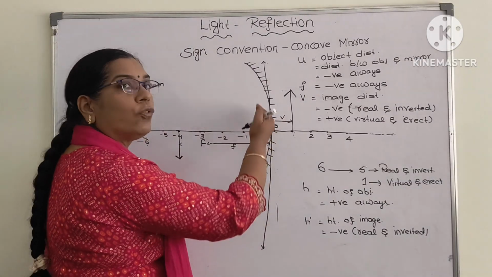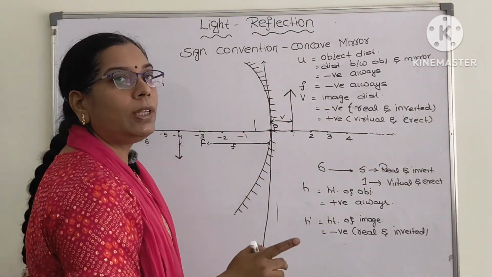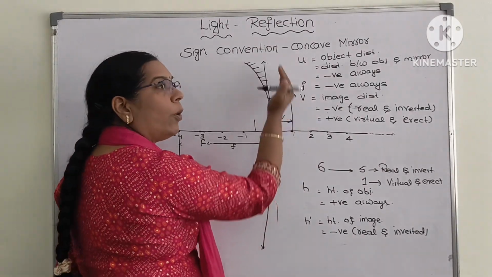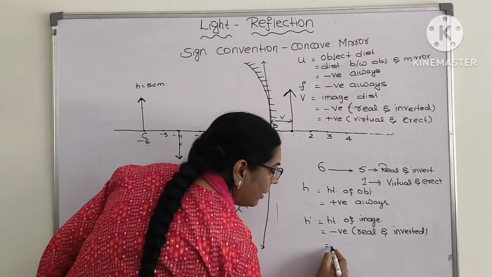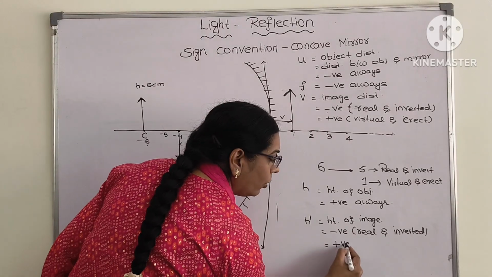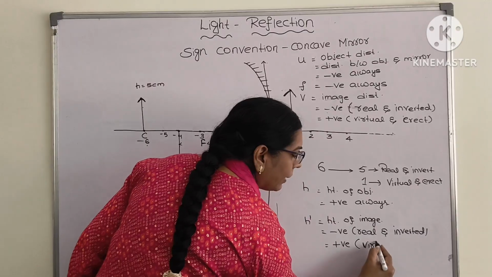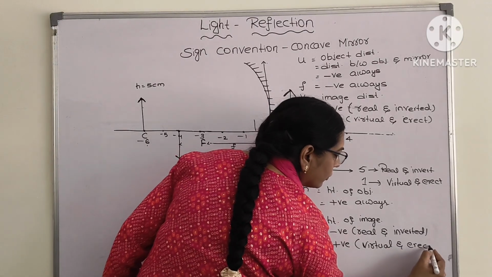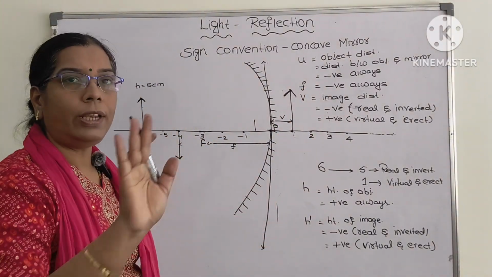Now, if the image is falling on the other side of the mirror, then it will be called a virtual image. And in this case, the image will be pointing towards the positive y-axis. And hence, the height H prime, or the height of the image, will be positive when the image is virtual and erect. Virtual and erect. So this you should know, children, no need to learn by heart.